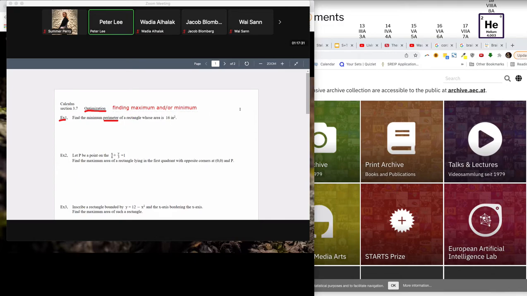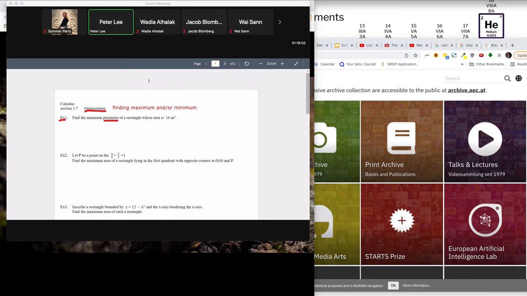Example 1. Find the minimum perimeter of a rectangle whose area is 16. So it says you're finding the minimum perimeter. As you can see, we're trying to find the minimum perimeter, so this is an optimization problem. Okay, so how do we set it up? First of all, let's try to draw a diagram, which will help us.